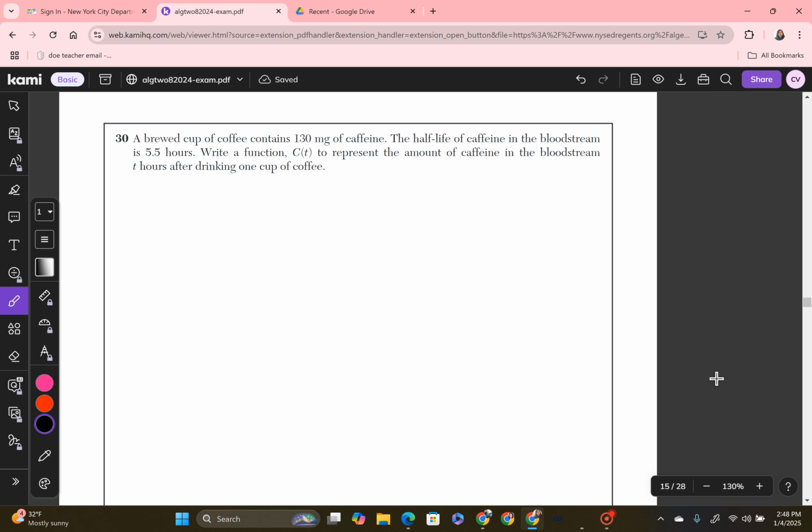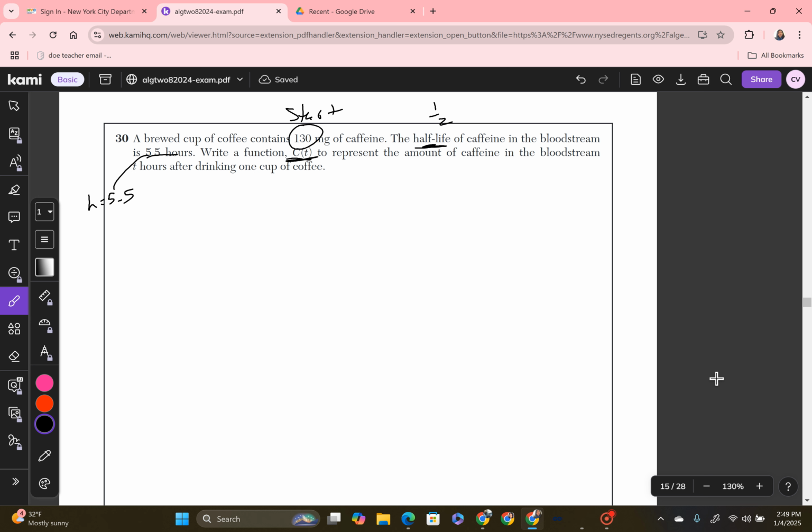All right. Half-life. I believe it was in 3. So this is an exponential thing. It contains 130 milligrams of caffeine. That's how much it starts with. And there is a half-life, which means that the decay is going to be by a half. It's going to dwindle by a half. Cool. And it says the half-life is 5.5 hours. So call this H is 5.5. Some people call it K, whatever you want to call it.